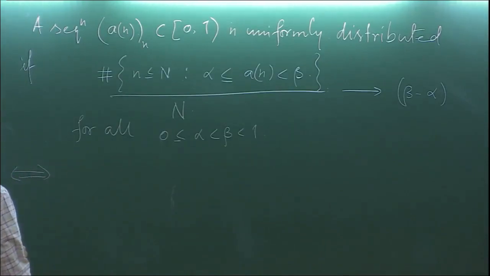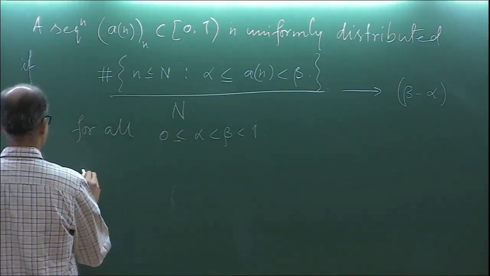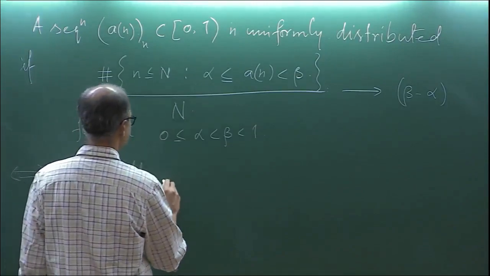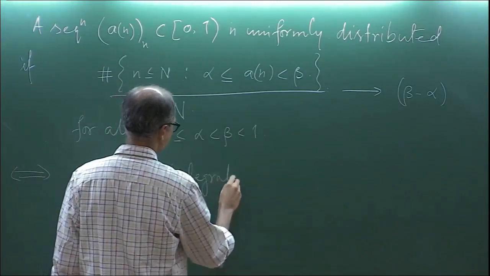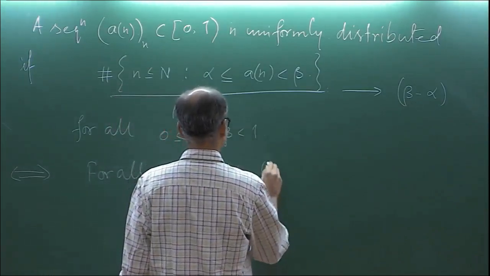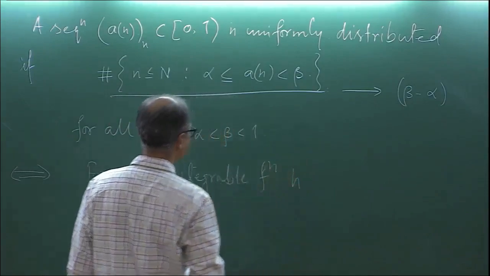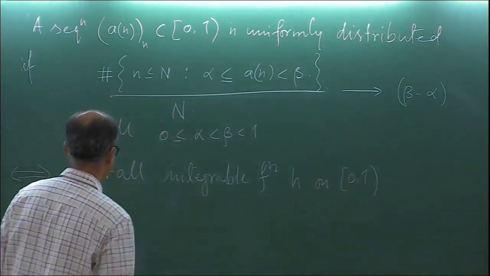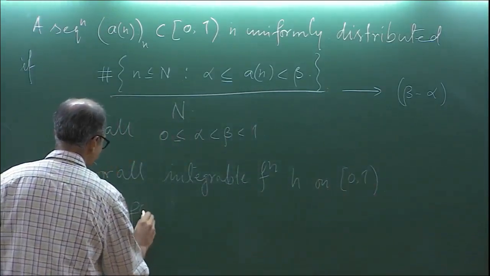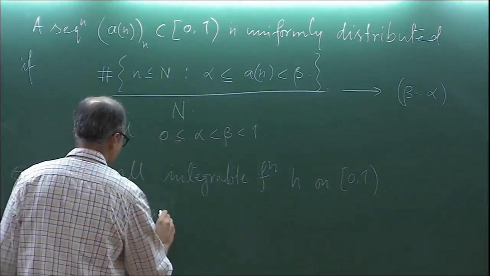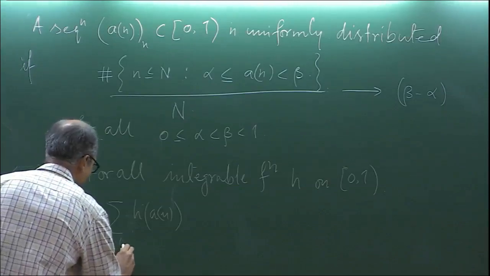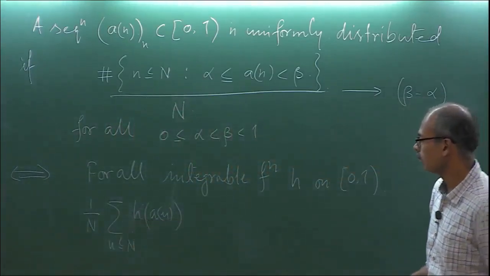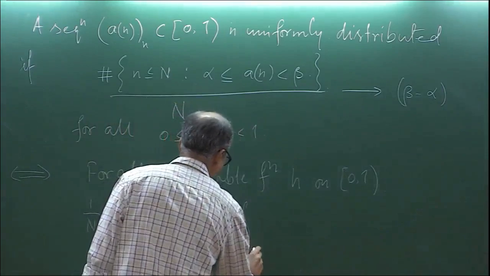The first equivalent condition is the following: for all Riemann integrable functions h on [0, 1], the sum of h of a_n, n less than or equal to N, times 1 over N, this mean converges to the integral.